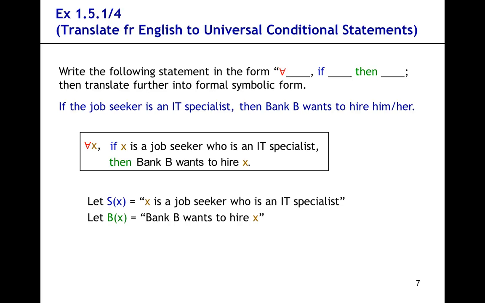Finally, we can put all the symbols together. Focus on the semi-symbolic statement again. Keep the for all x symbol as it is. If x is a job seeker who is an IT specialist, can be replaced by the predicate S of x. Then can be replaced by the symbol right arrow. And bank B wants to hire x can be replaced by the predicate B of x. That is the fully symbolic form.